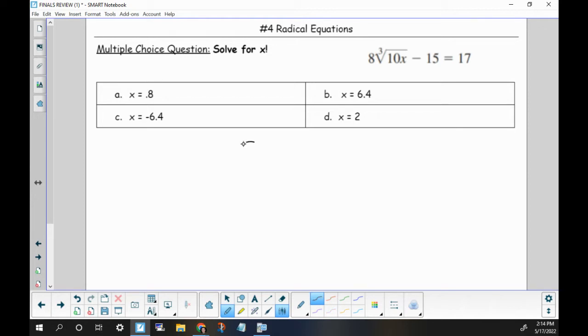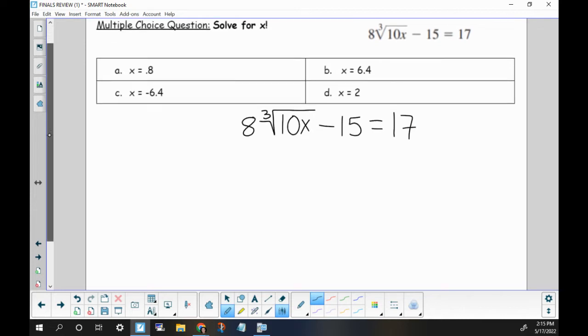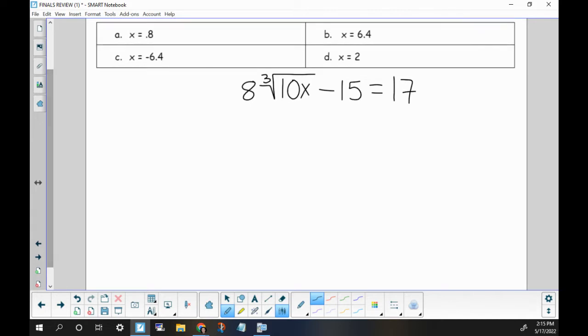We have 8 times the cube root of 10x minus 15 equals 17. What would be the first step? Think about yesterday. Type 1 is actually close to this. Plus 15 on both sides is 100% correct.